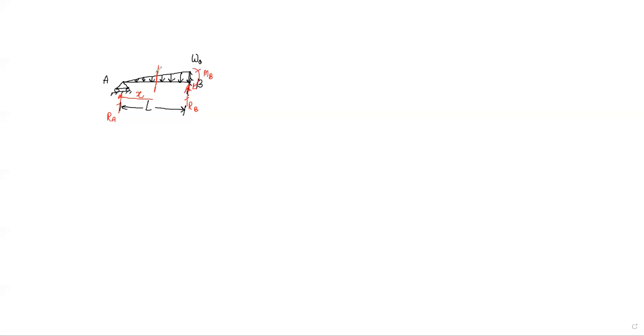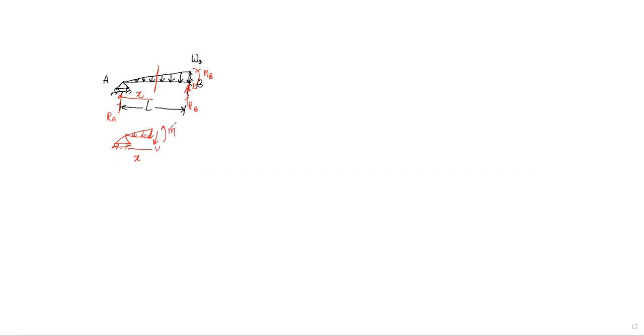As we have taken this section, let's isolate it. We have a portion that's on the roller, and this portion has been extracted. This will be the portion of the triangularly distributed load on this section, and this length is X, where we have taken the section. Let's suppose the shear force here is V and the bending moment is M.